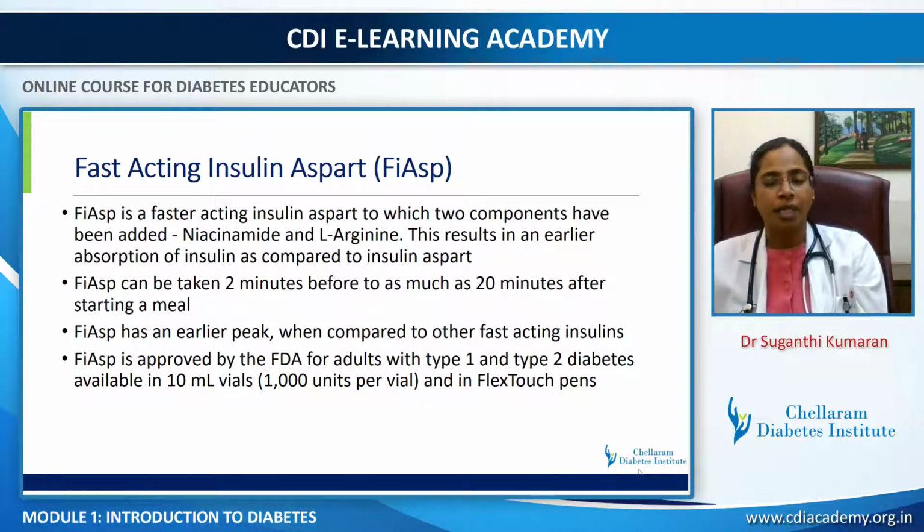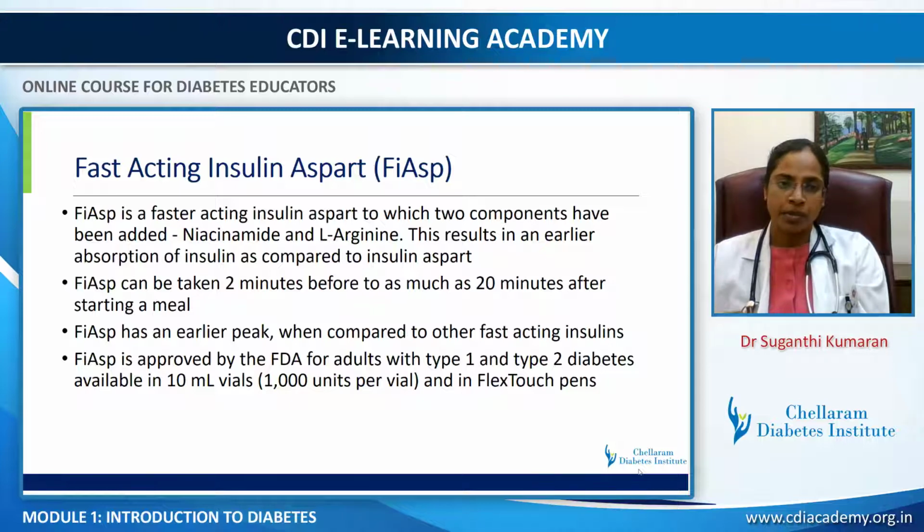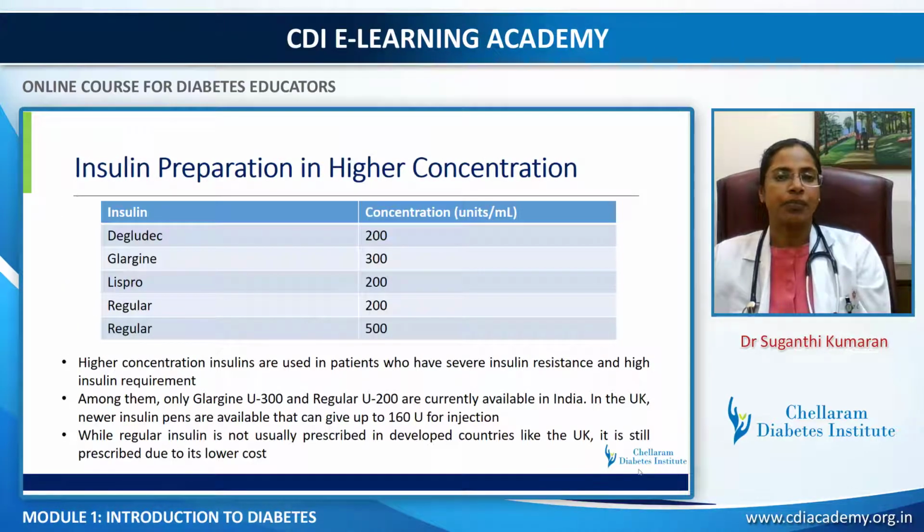At the same time, aspart is stabilized. It doesn't disintegrate very fast. However, it acts very close to human insulin. FIASP therefore can be taken 2 minutes before or up to 30 minutes after starting a meal. That's the advantage of taking FIASP. As I mentioned, it has an earlier peak when compared to other fast acting insulins. It is approved by the FDA for adults with type 1 and type 2 diabetes and it's available in 10 ml vials as well as in FlexTouch pens.